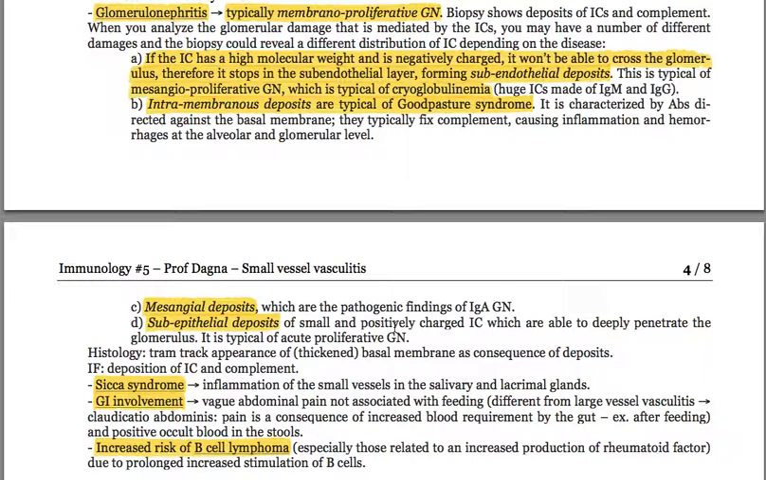We can have also Sjögren syndrome, which is inflammation of small vessels in the salivary and lacrimal glands. We have also GI involvement, which is a vague abdominal pain not associated with feeding, which is different from large vessel vasculitis, where we have claudicatio abdominis. Pain is a consequence of increased blood requirement by the gut, for example after eating. So, vague abdominal pain not associated with feeding and positive occult blood in the stools.